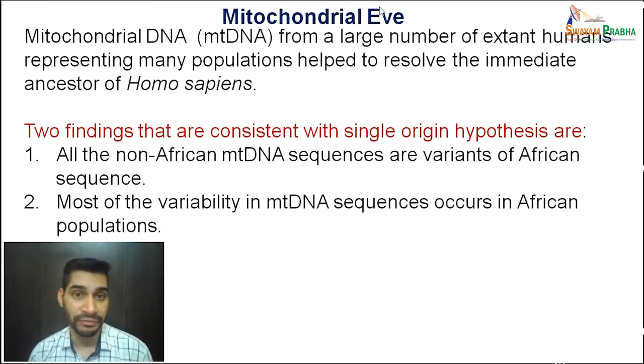There is something called mitochondrial Eve. The mitochondrial DNA from a large number of extant humans representing many populations helped to resolve the immediate ancestor of Homo sapiens. Two of the major findings that are consistent with the single origin hypothesis are, first, all the non-African mitochondrial DNA sequences are variants of African sequences. And second, most of the variability in mitochondrial DNA sequences occurs in the African populations.